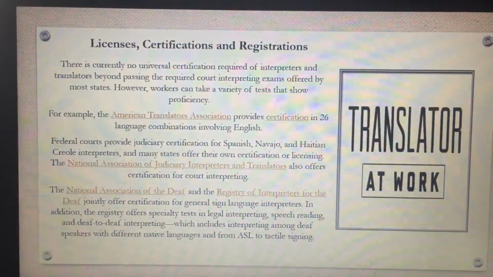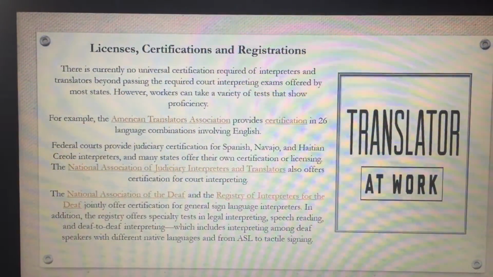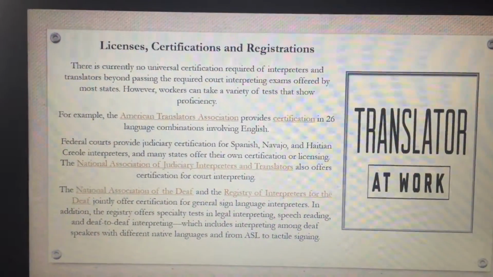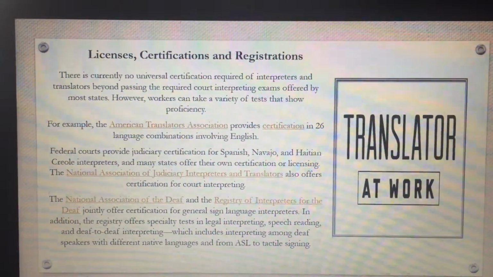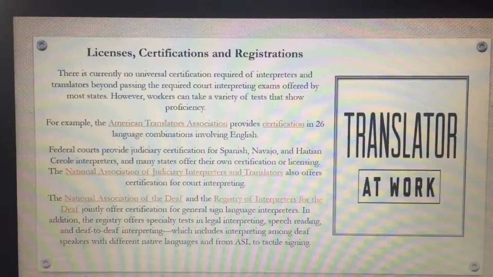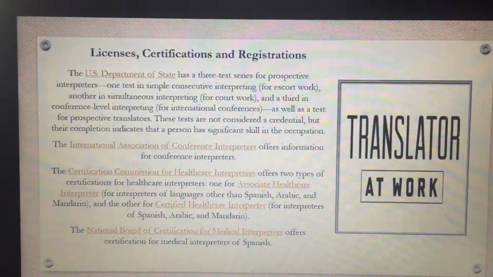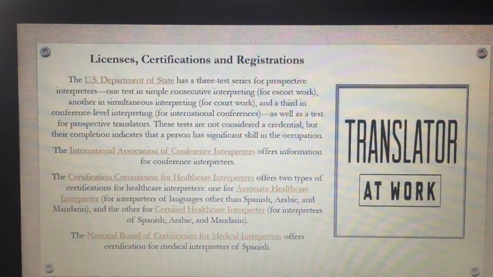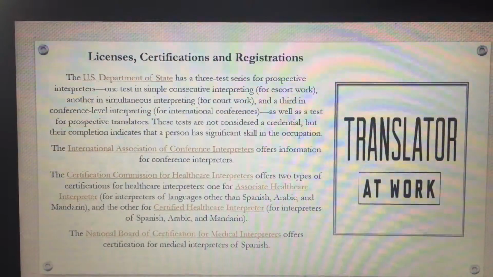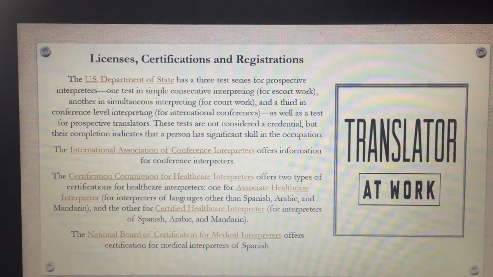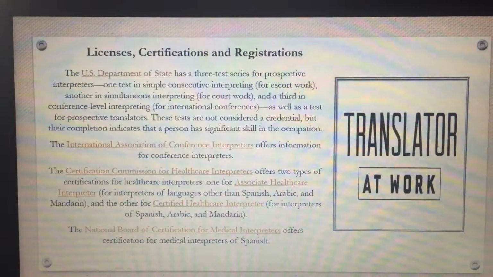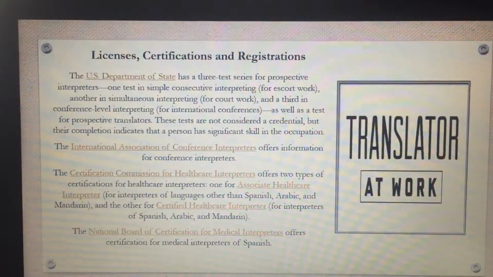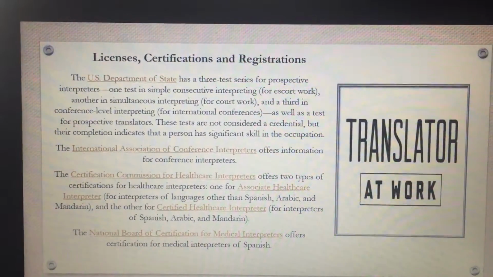For example, the American Translators Association, the National Association of Judiciary Interpreters and Translators, the National Association of the Deaf, Registry of Interpreters for the Deaf, U.S. Department of State, International Association of Conference Interpreters, Certification Commission for Healthcare Interpreters, associate healthcare interpreters, certified healthcare interpreters, the National Board of Certification for Medical Interpreters.